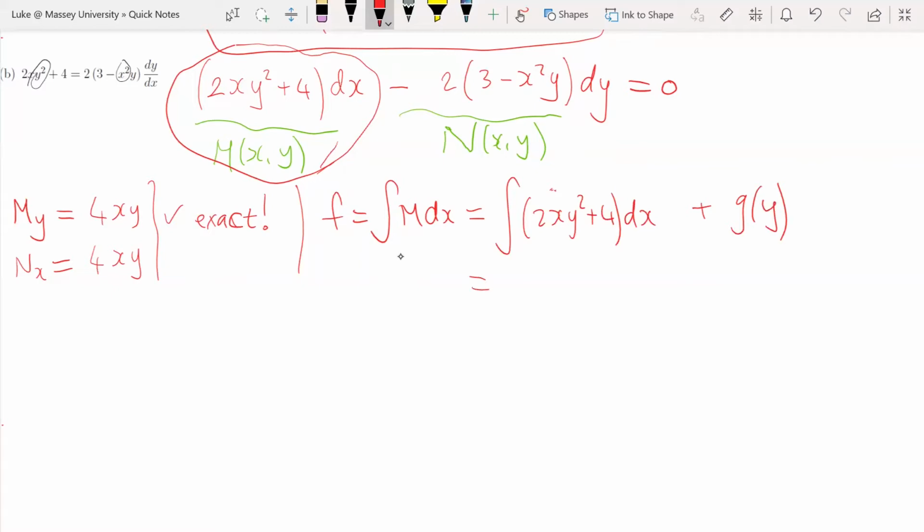So this is fairly simple. This is a first order polynomial, so we're going to get a second order polynomial when I integrate that. So I get x squared y squared plus 4x as that integral there, plus again our function of y, g of y.